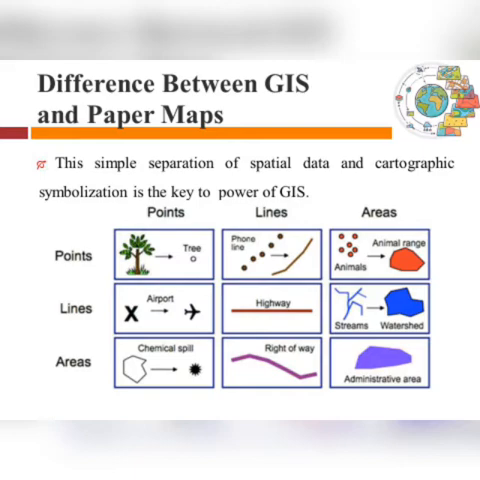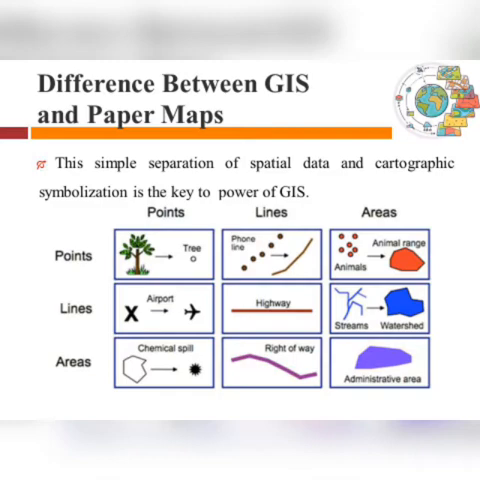For example, highways are represented as a thick dark line. Railway lines are represented as a double dotted line. Streams are represented as a single thin blue line. Watershed areas, lakes, and sea are represented in a blue closed boundary line. The animal range is represented as a red closed boundary line. The animals are represented as a red dashed line. Administrative areas are represented in closed circuit lines.